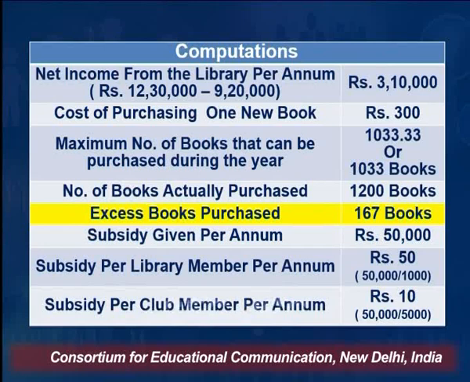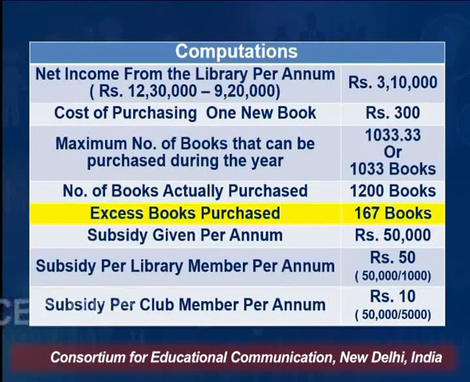So if we multiply this 167 by the cost of one book, we'll get the effective subsidy expenditure, that comes to be 50,000. If you take 166.66 and multiply it by 300, you will get approximately 50,000, 50,001 or so. And subsidy per library member per annum is 50,000 divided by 1,000. So you have given 50 rupees per member as subsidy, because this is the amount you have incurred, because these books are supposed to be availed by the members only.